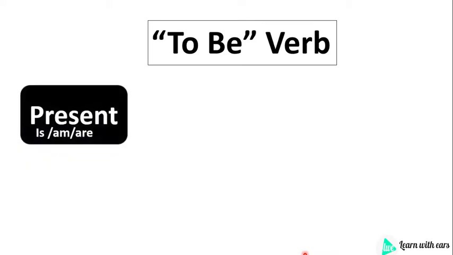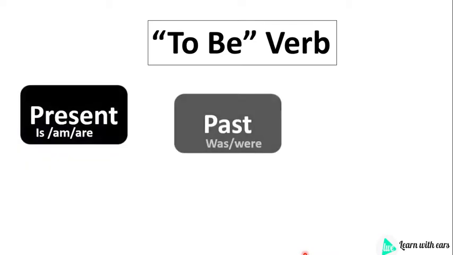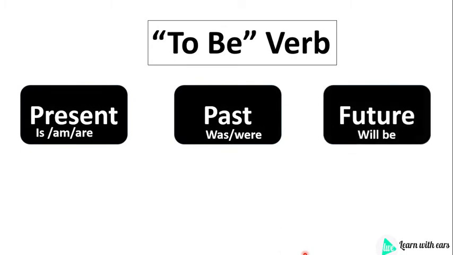We use the to be verb in present tense, past tense and future tense. In present, we use am, is and are. In past, we use was and were. In future, we use will be. But today, we'll only look at present. Okay? So we'll learn today am, is and are.